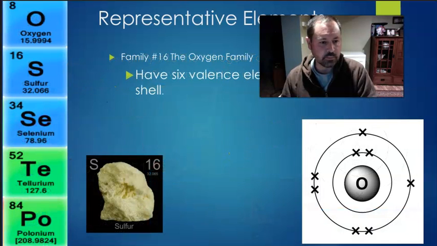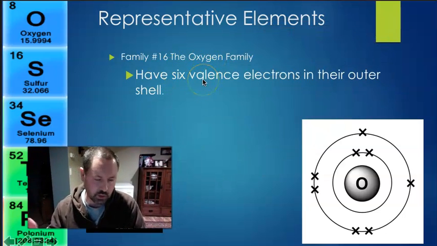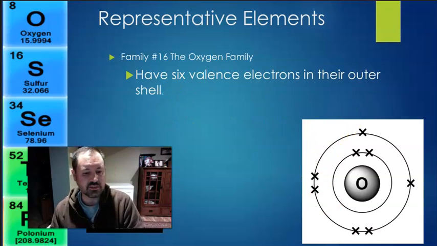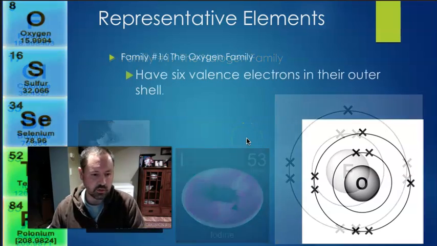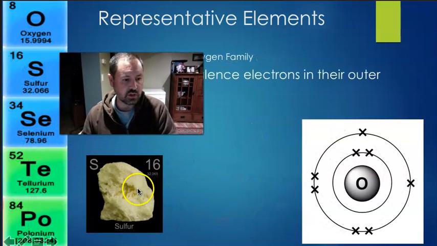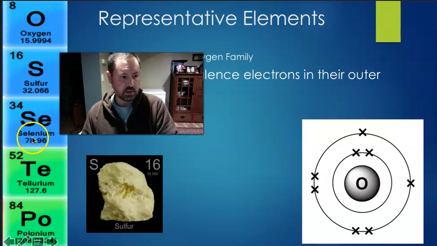All right, let's continue. Let's go to the representative elements. The oxygen family, which are part of the representative elements. They have 6 valence electrons on their outside. And whoops, I feel like we should have said a little bit more about those. Here's sulfur down here. Sulfur is found in matches. Oxygen, of course, we breathe.